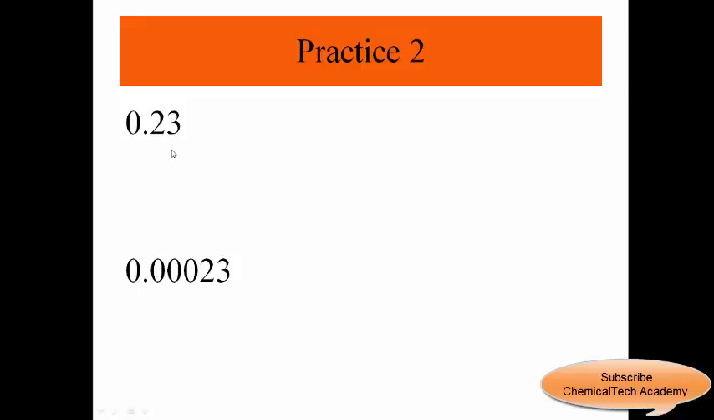So for the first example, we have 0.23. So we have only two significant digits. For the second example, here we have four leading zeros and we don't count them. So in this example, again, we have two significant digits.